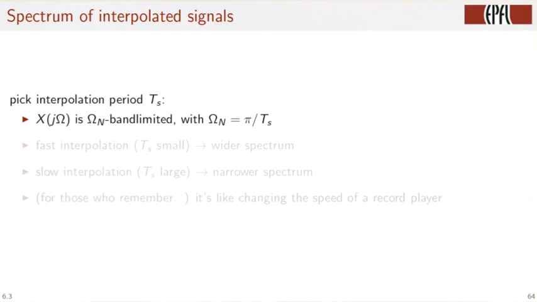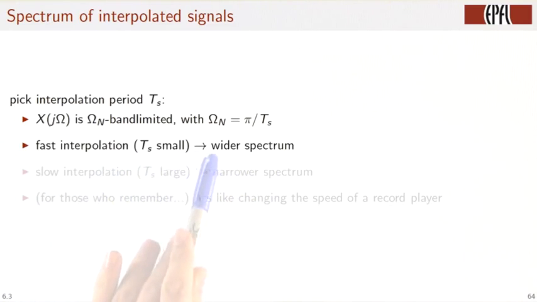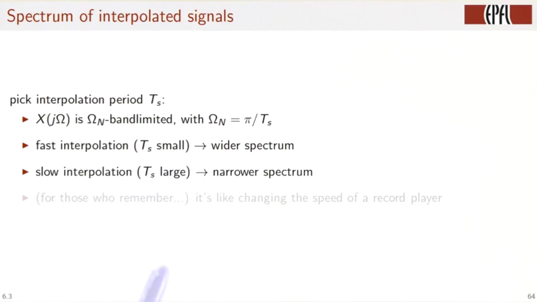Let us summarize this important point. When you pick the interpolation period Ts, the interpolated signal has an Ωn band-limited spectrum, where Ωn is π over Ts. So with fast interpolation, when Ts is small, the spectrum will be wide, and when you do slow interpolation, so Ts is large, then the spectrum will be narrow. In some sense, it's like changing the speed of a record player.